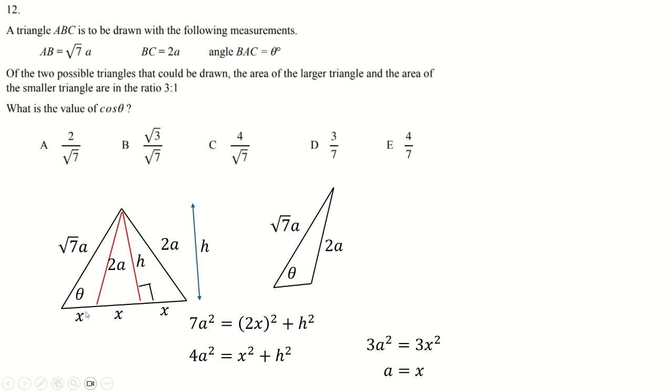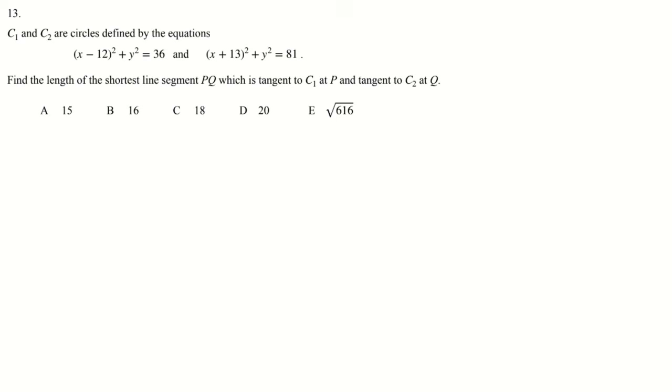So after all of that, I can just replace these with a's, and I can also say cos theta is going to be, well, this is a right angle triangle, remember, so it's just cos theta is 2a, which is all of this, divided by root 7a, and the a's cancel, and you get 2 over root 7, which is answer A. Quite a difficult question, but also quite an interesting and fun one.